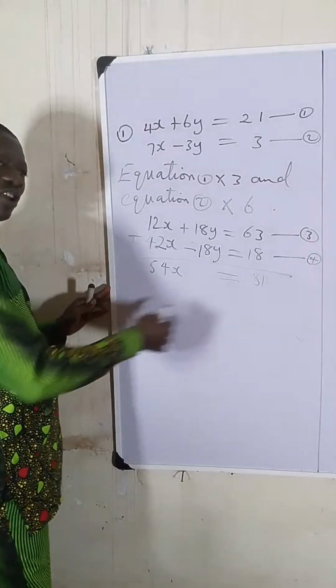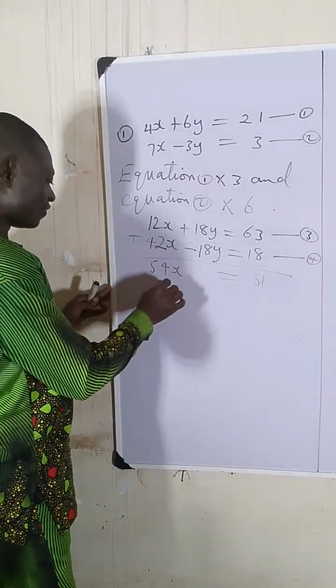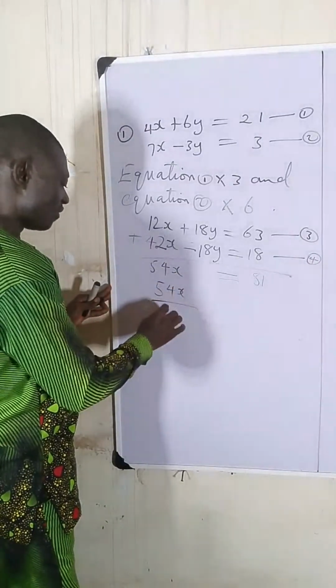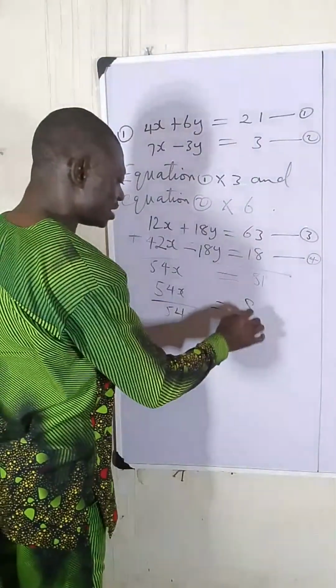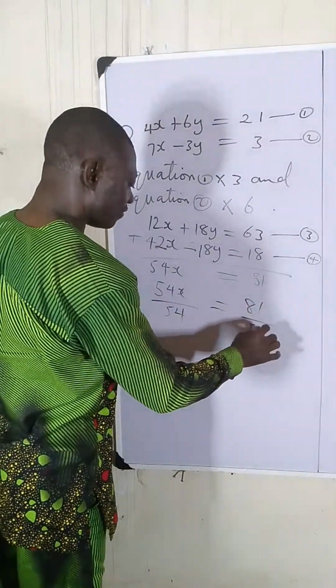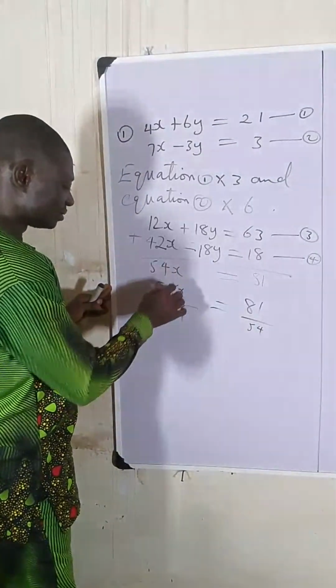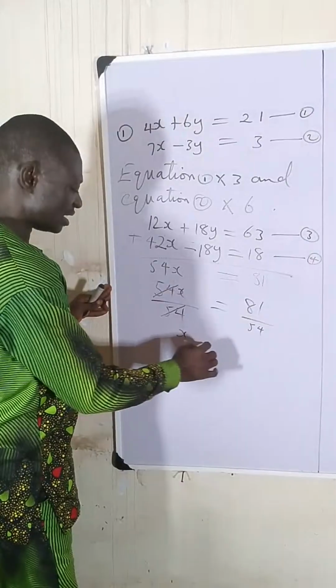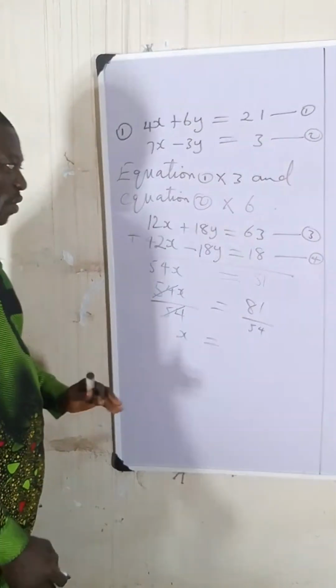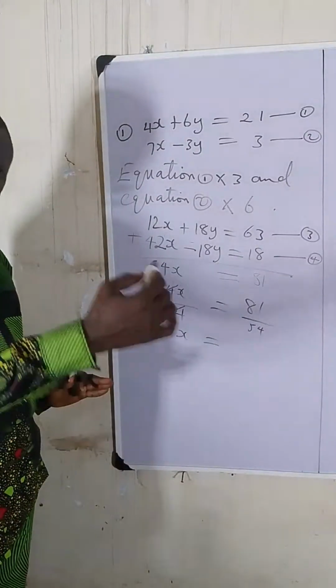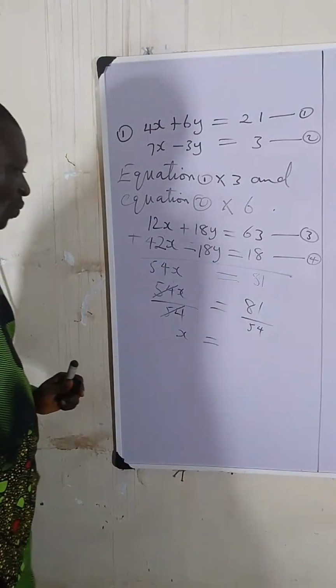Then divide both sides by the coefficient of the unknown, which will give us 54x over 54 is equal to 81 over 54. In this case, we are going to have 1x alone on the left-hand side, waiting for the correct answer on the right-hand side. And so what do we get?